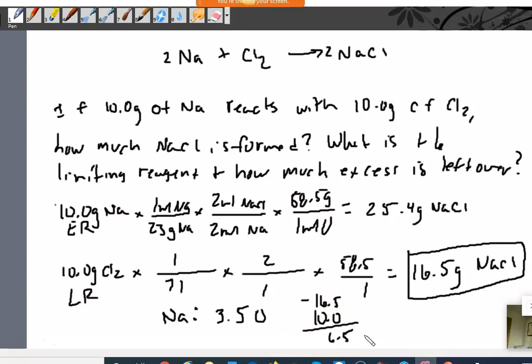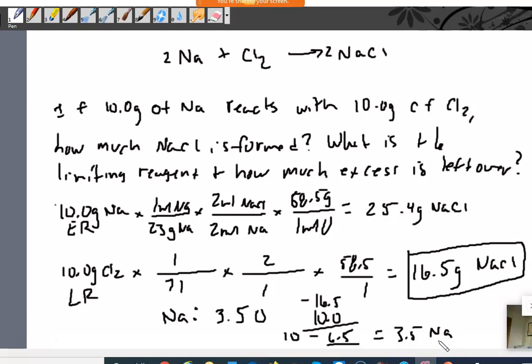All right. And then you take that and subtract that from the 10. Because I used 6.5 grams of sodium. So the 3.5 is what's left over. That's how much sodium is left over. Okay? Make sense? Questions on that? All right, the next part, okay, good.